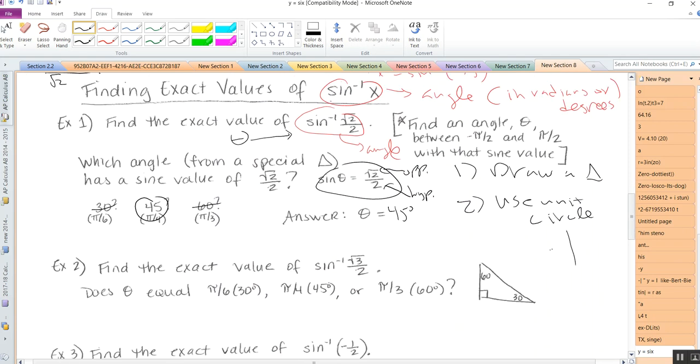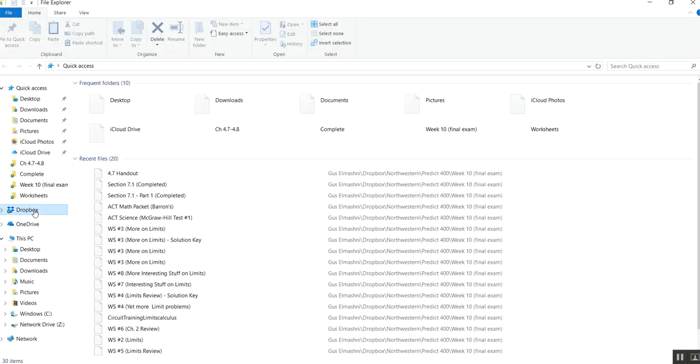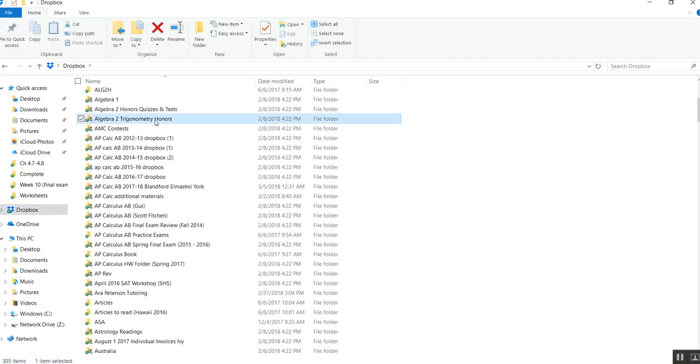When you're asked to find the inverse sine of root 3 over 2, you could also use the unit circle. And actually, let me pull that up really quickly here so you can see for yourself. Probably easier if I just pull up an actual one here.